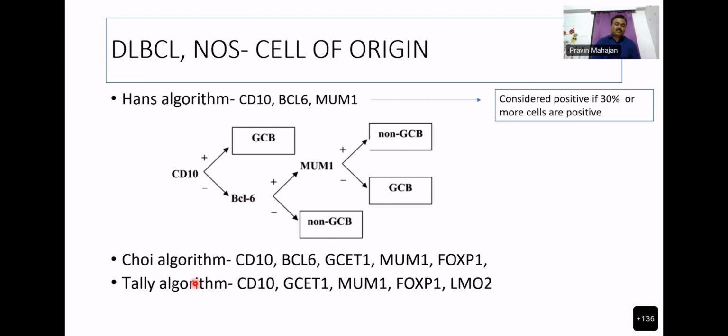Now there are other algorithms people have tried. The Hans algorithm is more popular because these immunostains are available in most labs. The stains used in the other algorithms are not commonly available in most labs. So in fact, even in our lab we use the Hans algorithm only. Dr. Natkunam proposed a very simple algorithm using just one marker, LMO2, and I think the cutoff is 30%. If more than 30% is positive, you call them GCB. If it is anything less than that or negative, then you call it non-GCB-like.